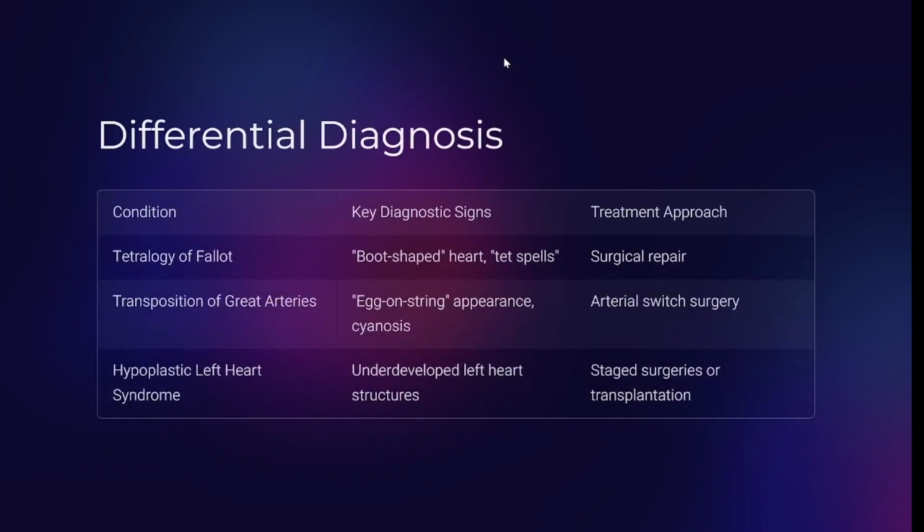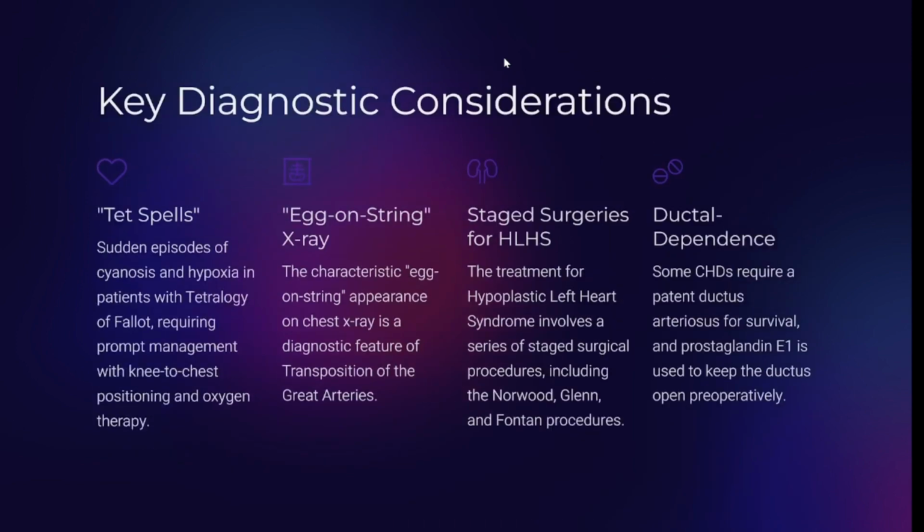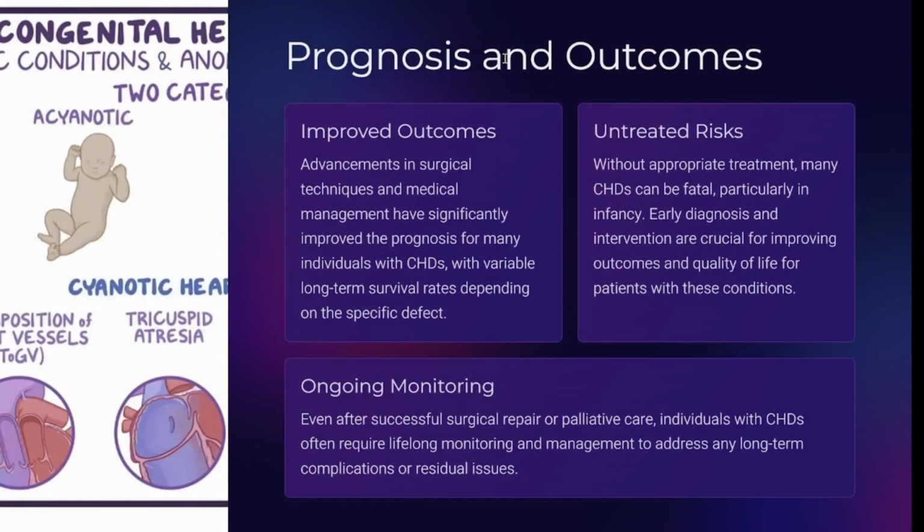Differential diagnosis table. Condition, key diagnostic signs, treatment approach. Tetralogy of Fallot: boot-shaped heart, TET spells, surgical repair. Transposition of great arteries: egg-on-string appearance, cyanosis, arterial switch surgery. Hypoplastic left heart syndrome: underdeveloped left heart structures, staged surgeries or transplantation. Understanding the specific diagnostic signs, pathophysiology, and treatment approaches for each CHD is crucial for clinical decision-making and patient management.